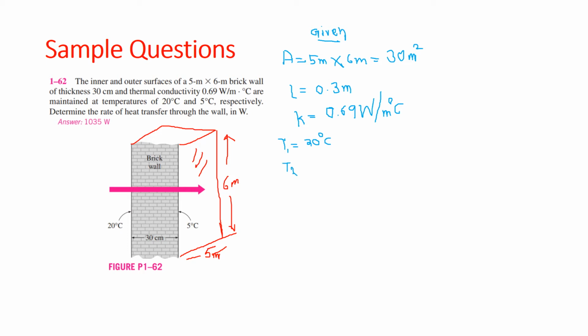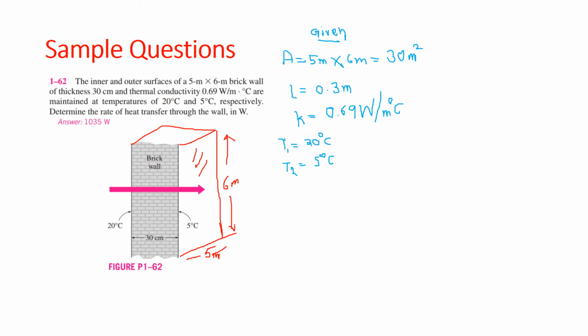T2 is also given to be 5 degrees Celsius, and vice versa is not possible unless there is an external source. Okay, so heat always flows from higher temperature to lower temperature. So all these values are there.